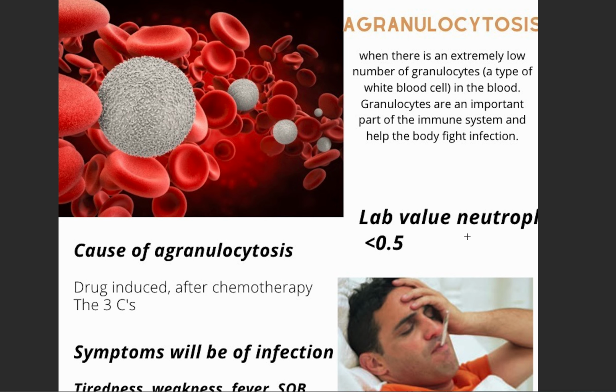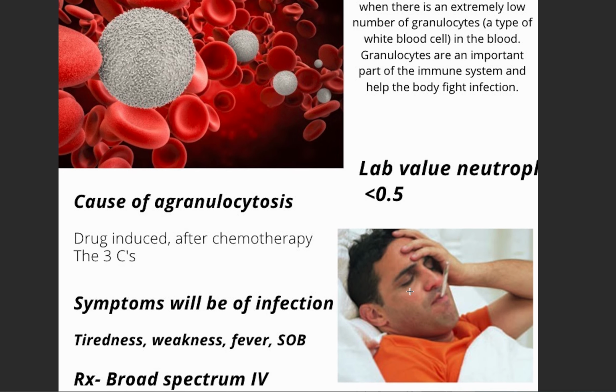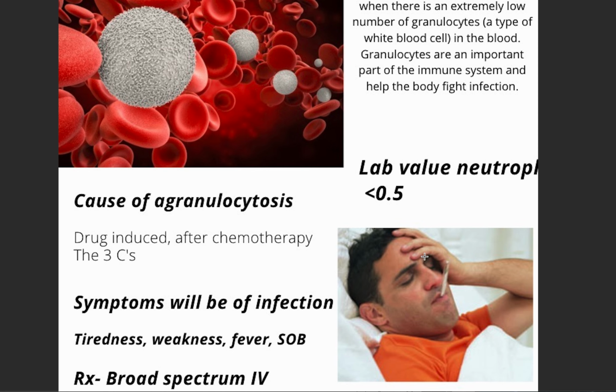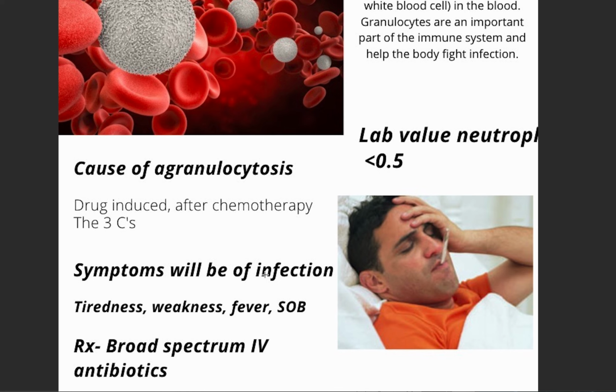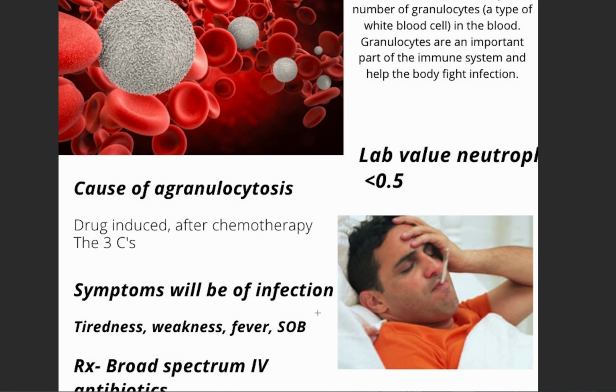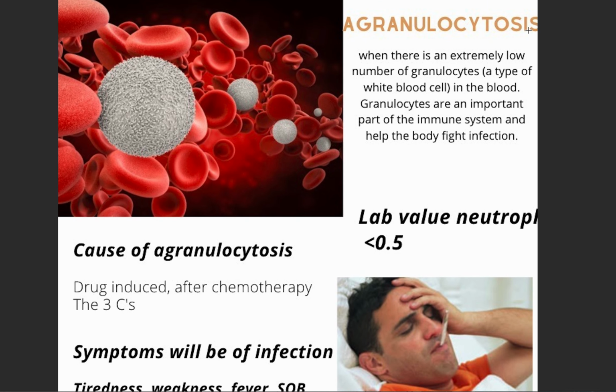That is when you have a presentation of a patient who has weakness, lethargy, tiredness, fever. They often have symptoms of an infection. The symptoms will be of an infection: tiredness, weakness, fever, and shortness of breath. Now, when agranulocytosis occurs in a patient with a comorbid condition like heart disease or kidney disease, that is when it can lead to severe infection, severe sepsis, and it can be fatal. And this is a real threat.